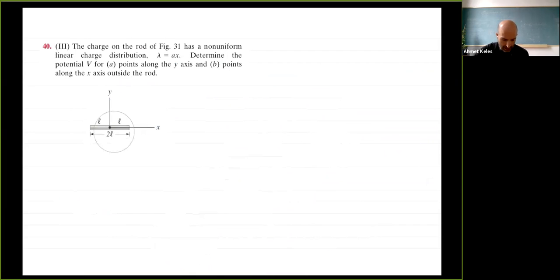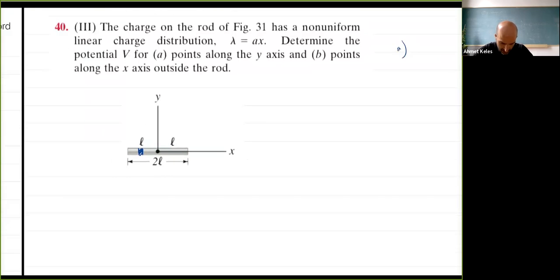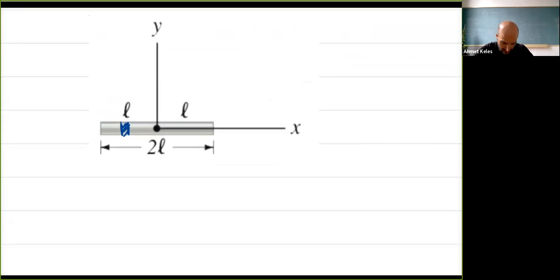Next question. The charge on the rod in this figure has a non-uniform linear charge distribution, lambda is equal to A times x. And we want to determine the potential V (a) for all points along the y-axis, and (b) for points along the x-axis outside the rod. So we want to determine potential somewhere here and somewhere here, right? So I choose a chunk and write its potential. Let's first fix our reference point, right?